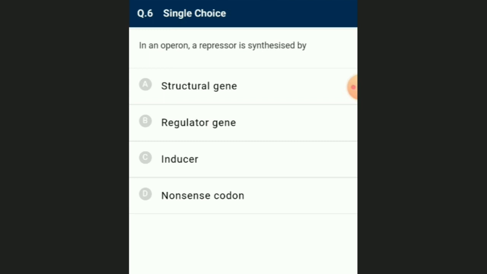Question number 6. Operon, a repressor, is synthesized by. The lac operon is an operon or group of genes with a single promoter. The genes present in the operon code the proteins that allow the bacteria to process lactose as an energy source. Regulator gene, it helps to code for the repressor protein. Z gene codes for beta galactosidase. Y gene codes for permease. A gene codes for transacetylase. Thus, in the lac operon, lactose works as an inducer. So the answer for this question is option B, regulator gene.